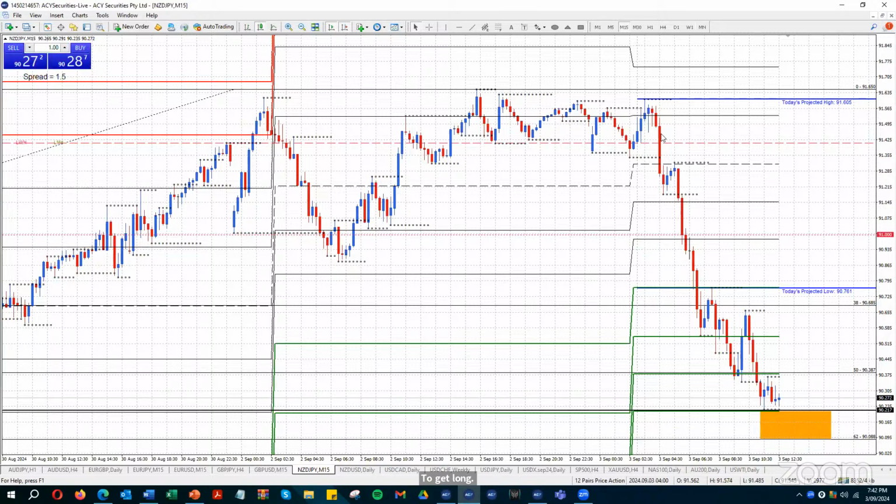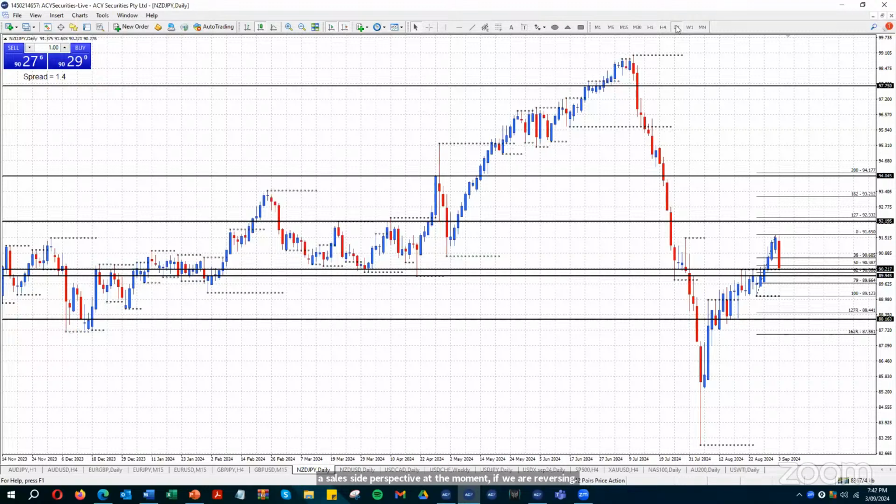From a sell side perspective at the moment, if we are reversing, this has been a little bit stronger than the other yen pairs. I would need to see the day chart trend turn to down first before thinking about looking for a short as well. This area over here, 89.94, from that weekly area. That area holding, you would anticipate then we would move up. So I would need to see a move back below this low here at least before entertaining the short side on that pair at the moment.